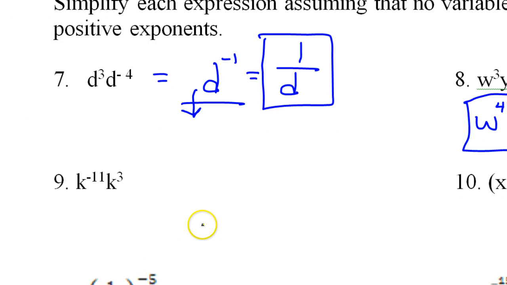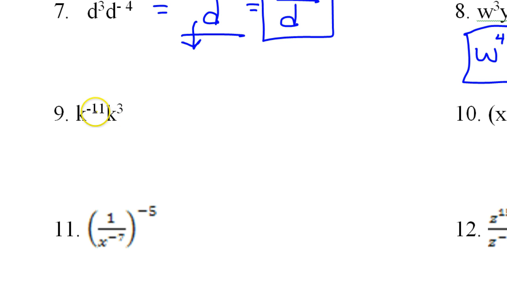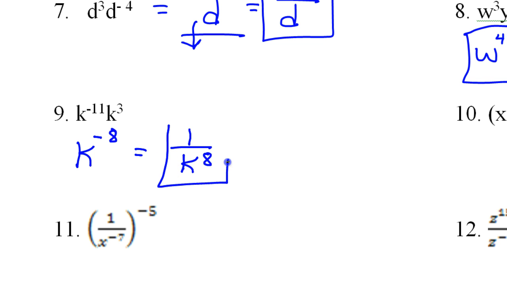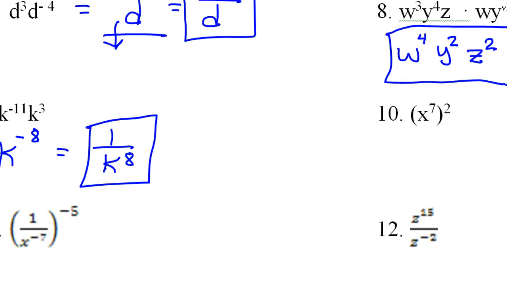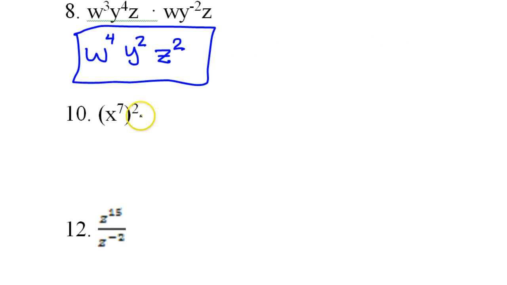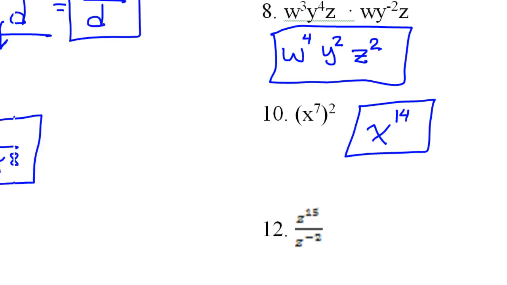So number 9. I can do a similar thing here. Negative 11 plus 3. So at first I get k to the negative 8th power. But then, because of the negative power, I have to write 1 over k to the 8th. So that's cool. Wow, this is really simple. A power raised to a power, you multiply. So that's just x to the 14th power. What could be easier?